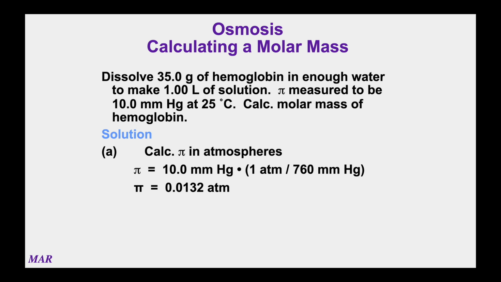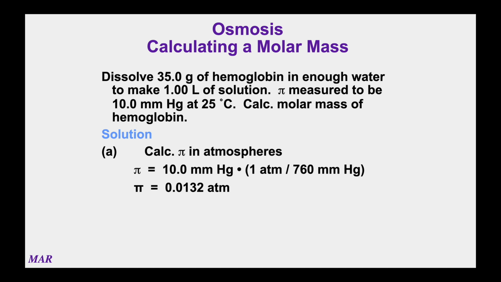But anyway, I digress. Let's say we take 35 grams of hemoglobin and we make a liter of solution, and they measure the osmotic pressure pi to be 10 millimeters of mercury. So they put literally a ruler and it comes out to be 10 millimeters, and that's at 25 degrees Celsius. We can use this information to calculate the molar mass of the hemoglobin.